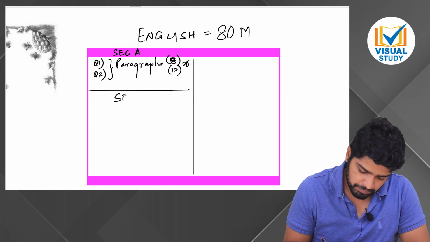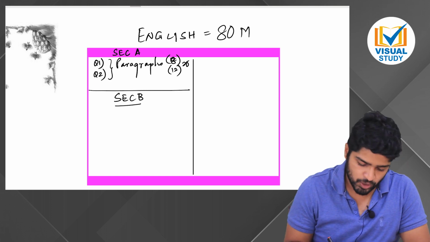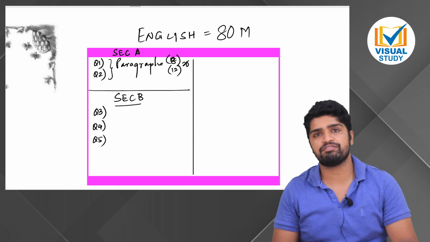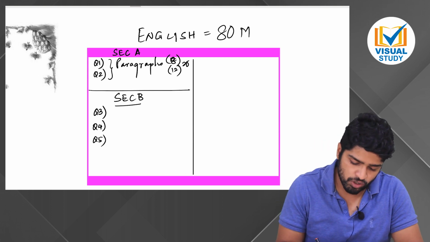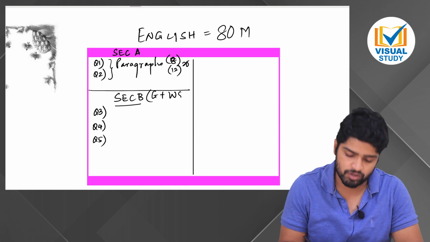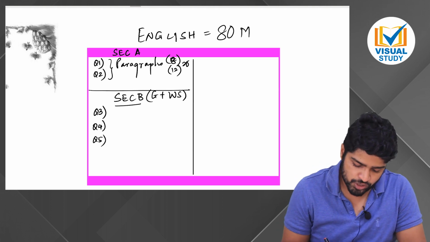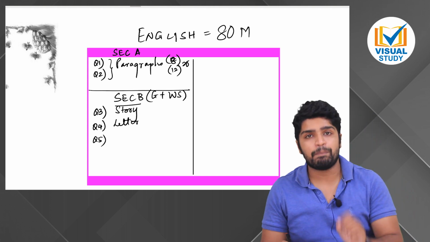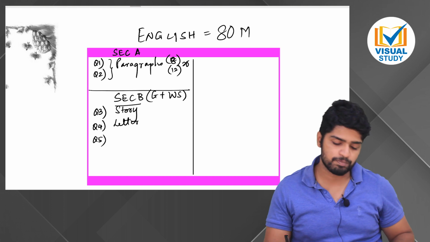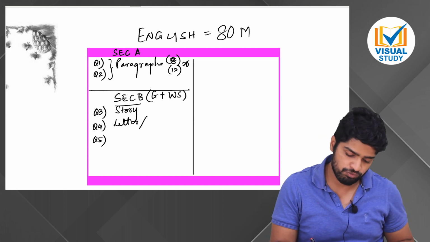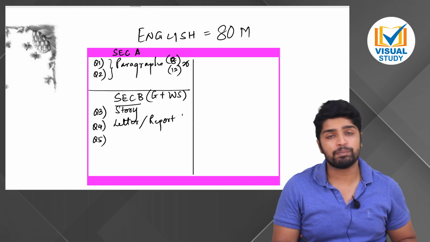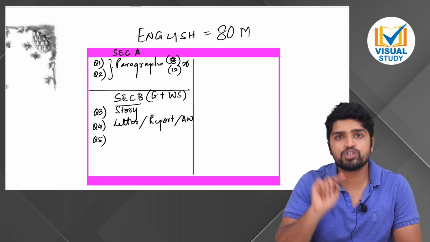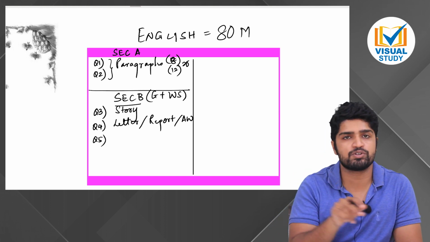Now section B, question number 3, question number 4 and question number 5. Section B will be based on grammar plus it will be based on writing skills. It is about story writing. It will be a letter. Now, depending upon the schools, some schools instead of a letter give an option for a report. Instead of a report they also give an option for article writing. Is that fine, everybody?